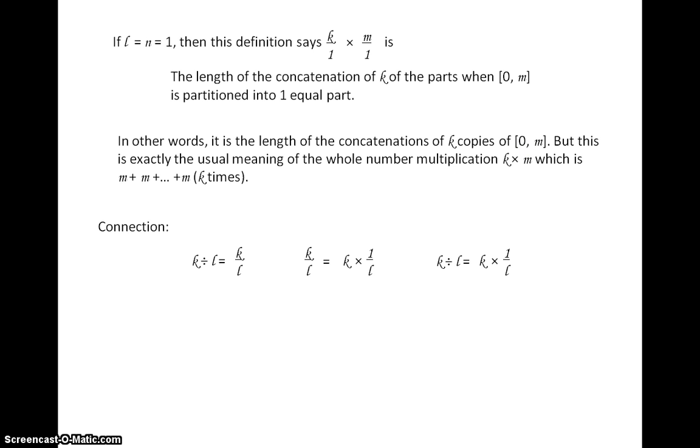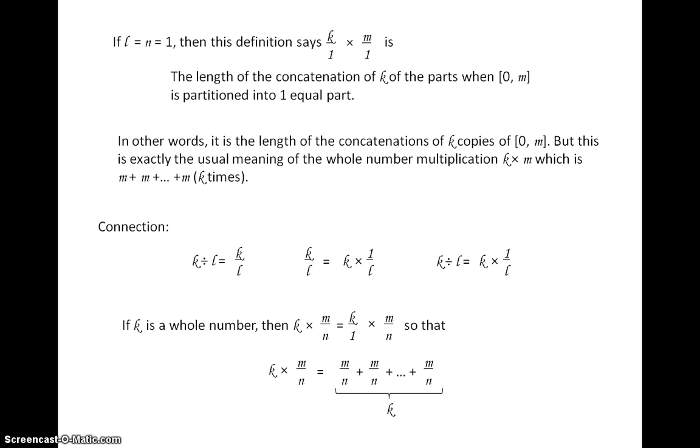If that's the case, then division, k divided by L, is the same thing as multiplication, except now it's k times 1 over L. So you can rewrite division problems as multiplication. Another connection: if k is a whole number, then k times m over n is equal to k over 1 times m over n, so that k times m over n is just repeated addition of fractions. It's just m over n added several times, however many times is determined by k. So that is just repeated addition, or again our definition, k copies of m over n.